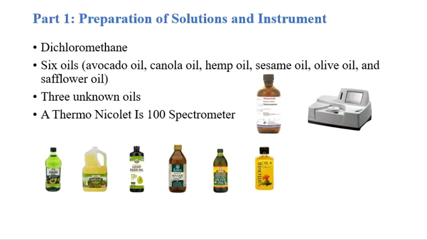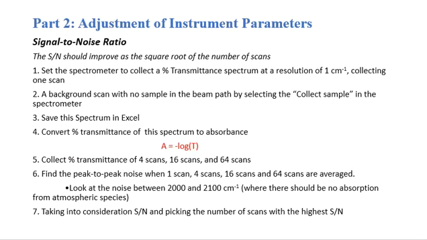You need to have the chemical dichloromethane, 6 known oils and 3 unknown oils, and you also need the instrument, a Thermo Nicolet iS10 spectrometer. Part 2, you need to consider signal to noise ratio and resolution.